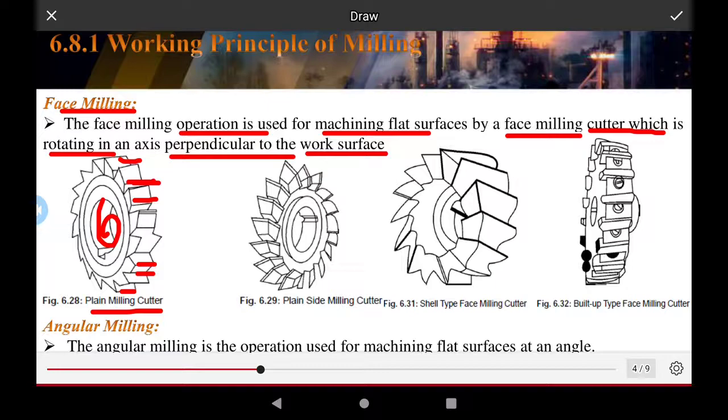The plain side cutting: this is the plain side milling cutter. This is the work of the tools on the workpiece. This is a special design of the cutters, and the tool is rotating in this motion.